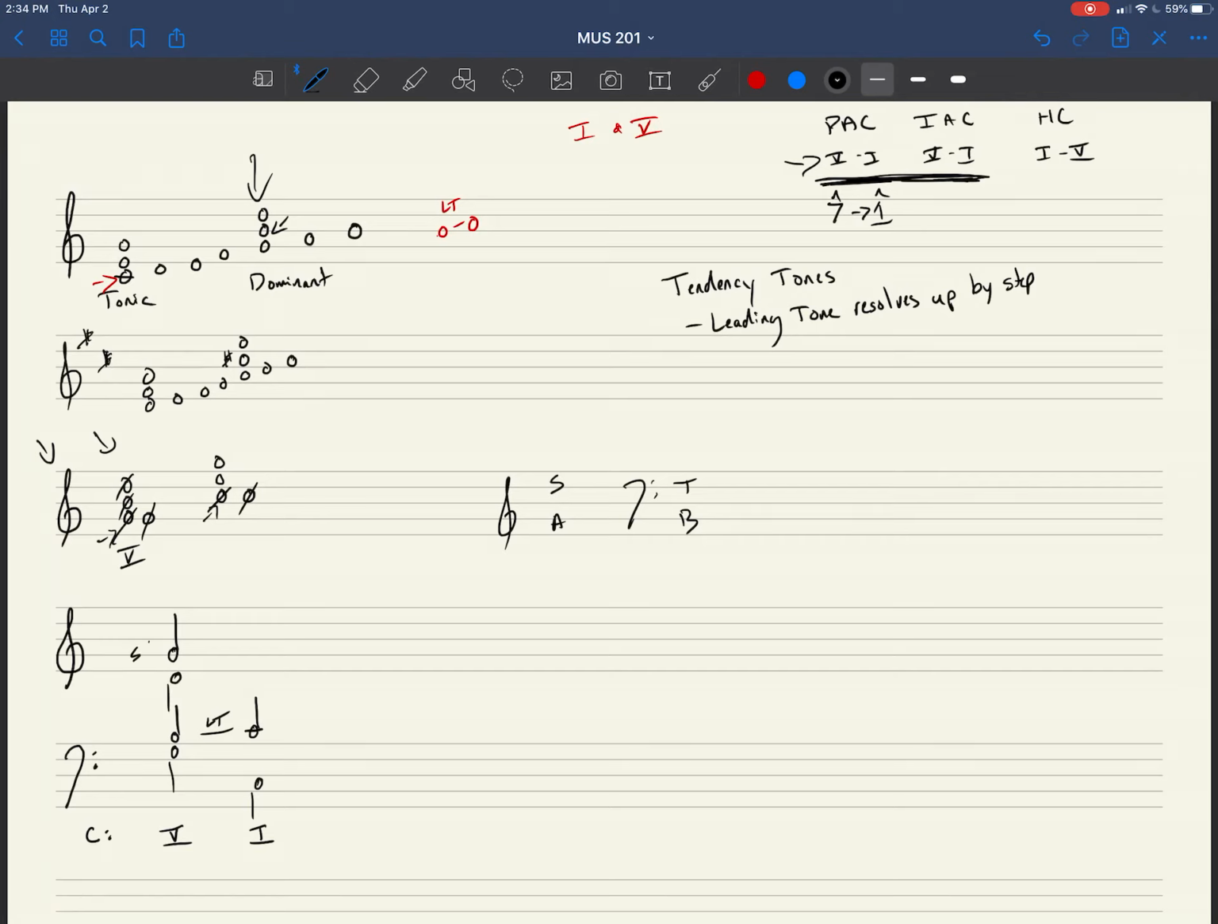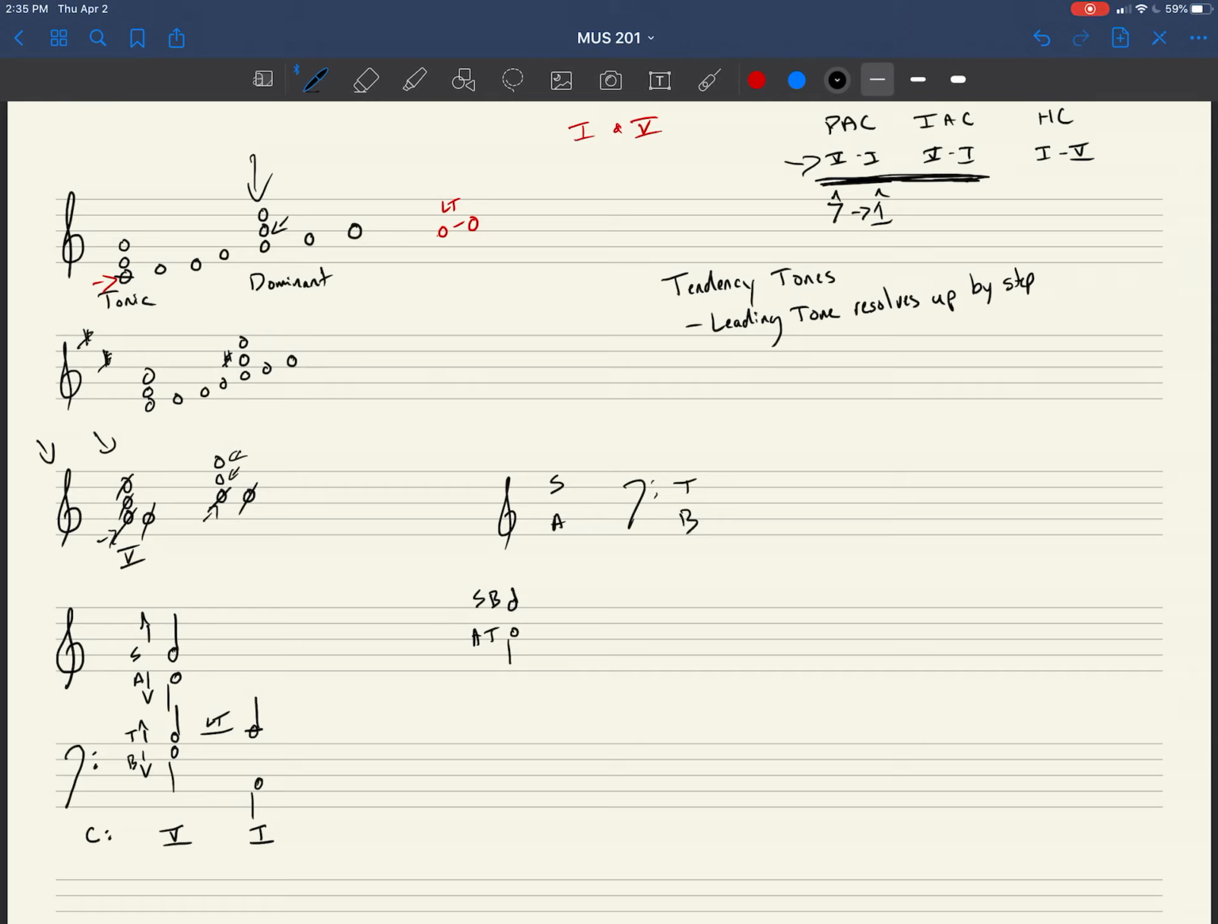So I've got my soprano with my stems going up, my alto with my stems going down, my tenor with my stems going up, and my bass with my stems going down. So now what I've done is I've got a doubled C, I've got a complete 5 chord, I've got a doubled C on my 1 chord, and I need to put in my E and my G.